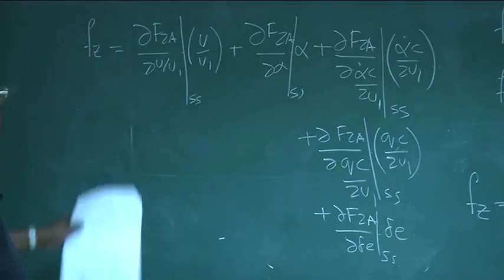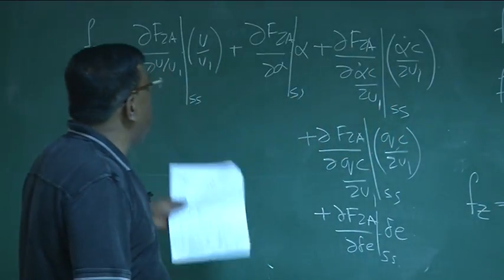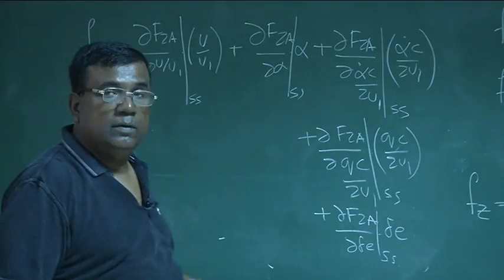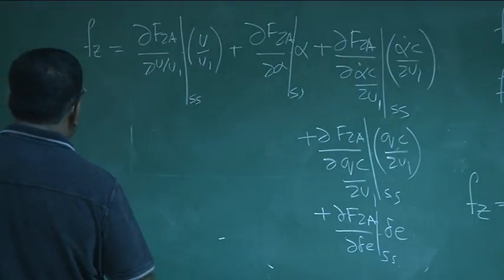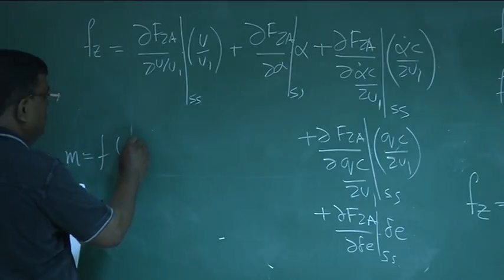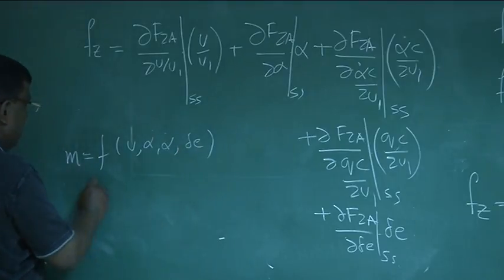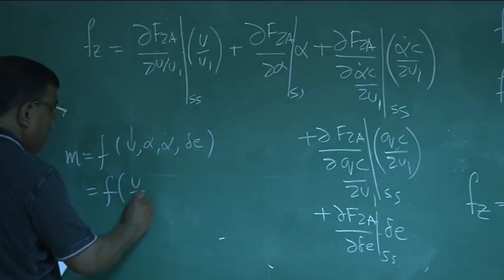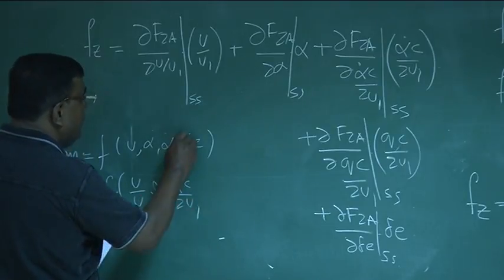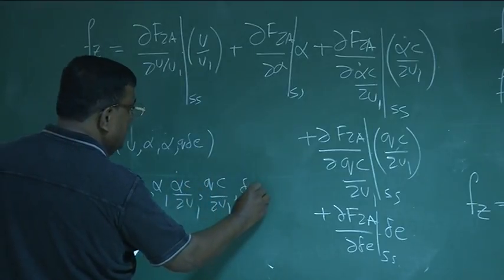Okay, so now this is clear to you as far as mathematically expanding it. We will try to give physical interpretation of these derivatives, and then you will find how simple, how wonderful these things are. And then for m, again we write m as a function of u, alpha, alpha dot, delta E. Now here we become smarter, so we write f as a function of u by u1, alpha, alpha dot c by 2 u1, and of course q is there, so qc by 2 u1, comma delta E.